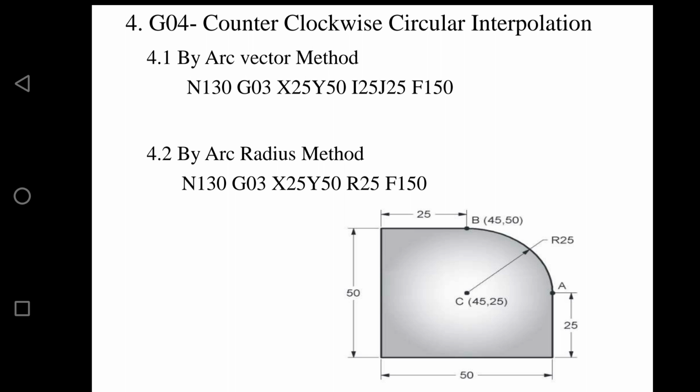If I am writing the same thing by the arc radius method, I need to specify the end point of the arc along with the radius of the arc. So N130 is the sequence, then G03 is the counterclockwise circular interpolation, X25 and Y25 is the final position, R25 is the radius, and the feed rate is 150 mm per minute.